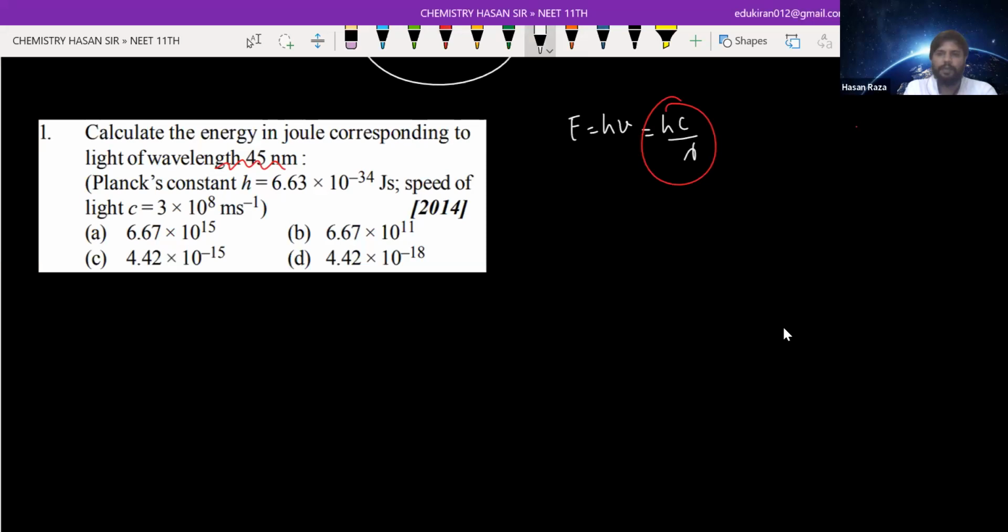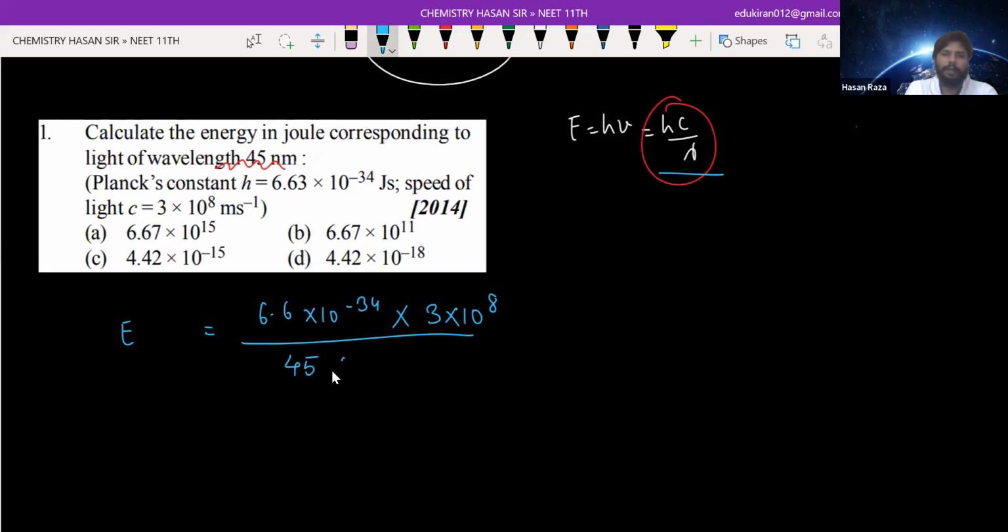So you can see wavelength is given, so we can use this formula directly. E, we need to calculate energy. h has a value 6.6 into 10 raised to the power minus 34, that is given, into c, which has a value 3 into 10 raised to the power 8, divided by lambda, which has a value 45 nanometer, and you can convert this into meter. When you solve it, you will get 4.42 into 10 raised to the power minus 18 joule.